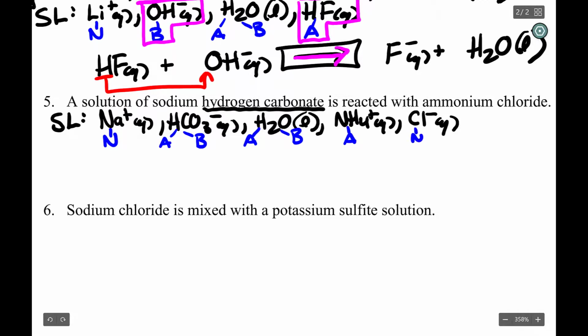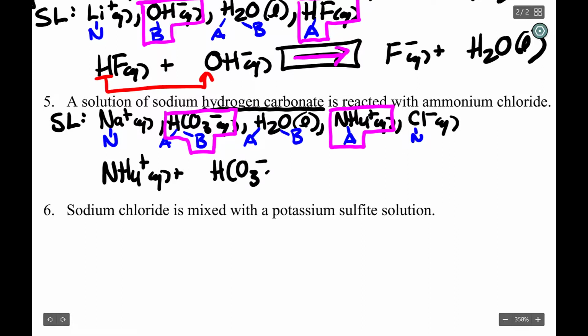And chloride ion is neutral. So when I look through here and I check my table, I find that ammonium ion is the strongest available acid and hydrogen carbonate is the strongest available base. So what I need to do is react those two. So NH4+ aqueous will react with HCO3- aqueous.